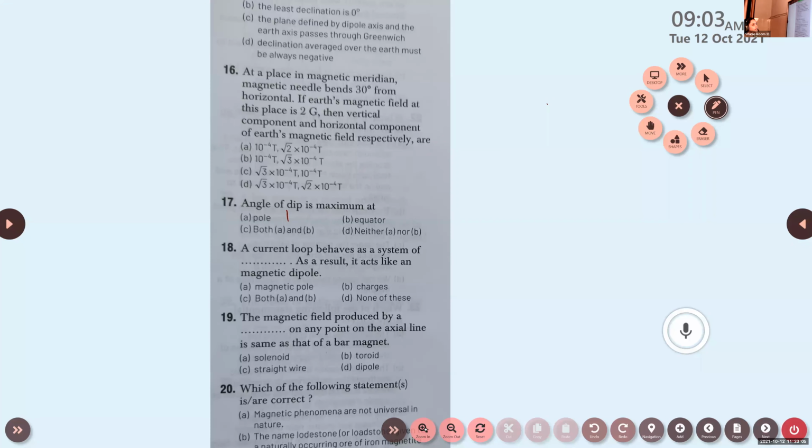At a place in a magnetic meridian, the magnetic needle bends 30 degrees from horizontal. If Earth's magnetic field at this place is 2 Gauss, then the vertical component and horizontal component of Earth's magnetic field are respectively?